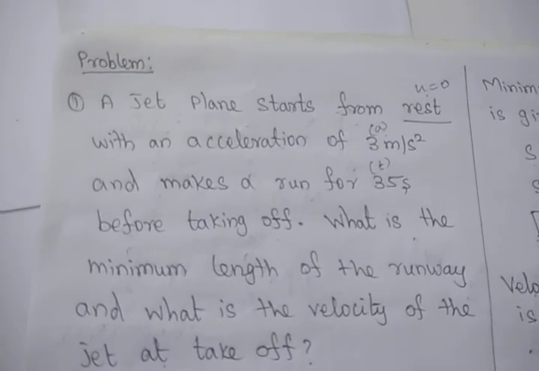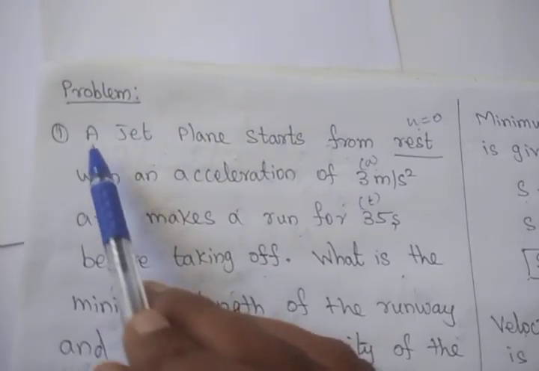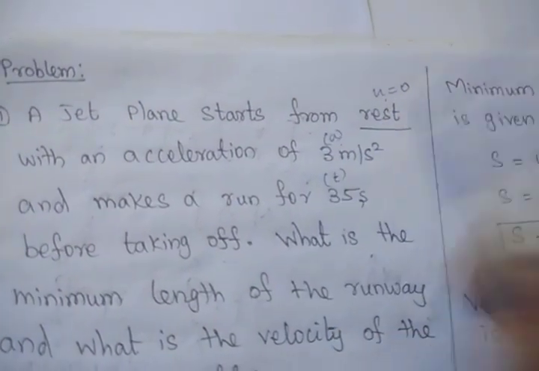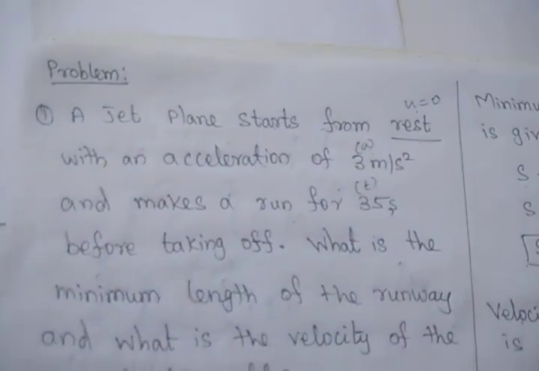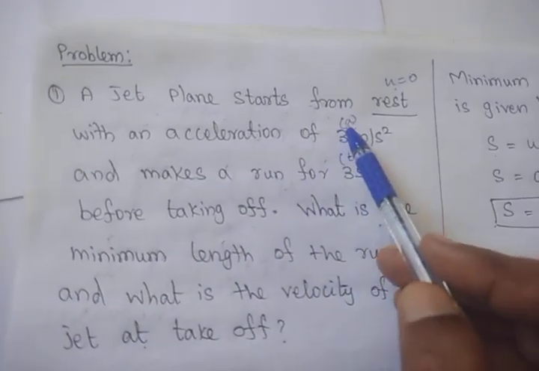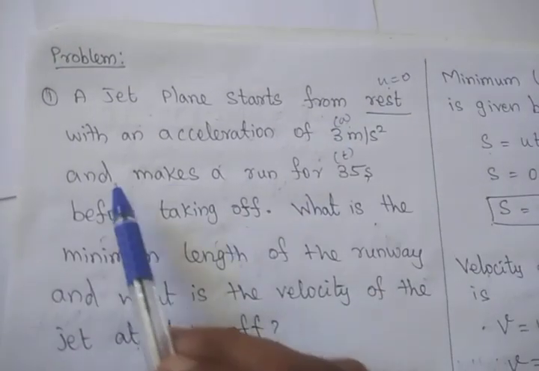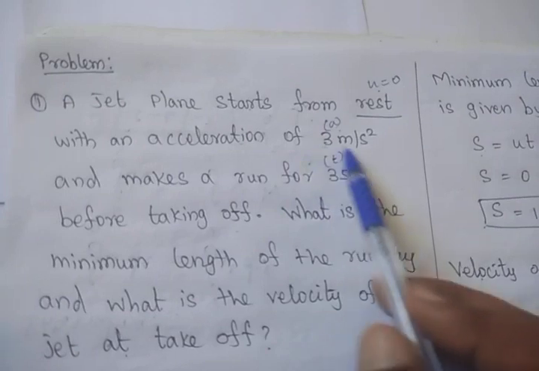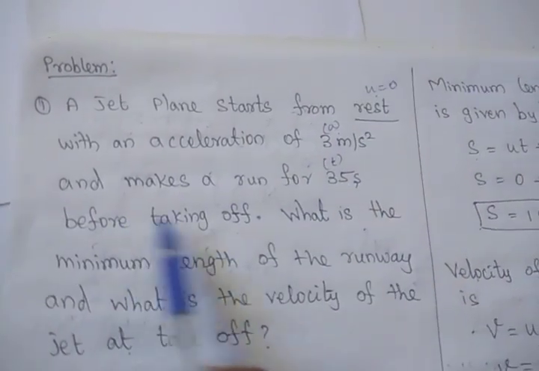Students, now we will see the problem. First problem: a jet plane starts from rest. That means the initial velocity is 0, and it moves with an acceleration of 3 meter per second squared. So the acceleration a is equal to 3 meter per second squared, and it makes a run for a time. The time taken for the run is 35 seconds before taking off.